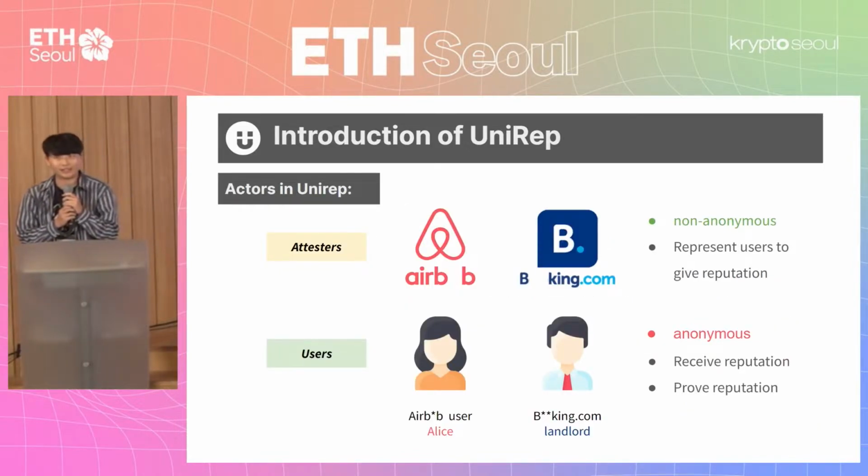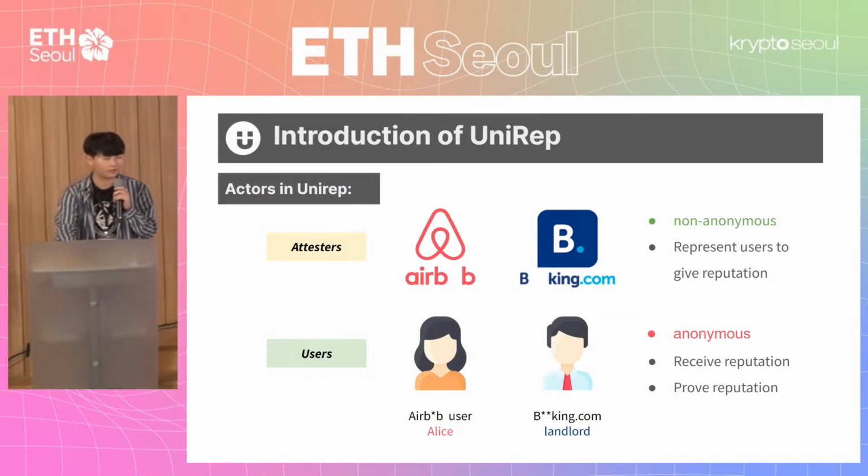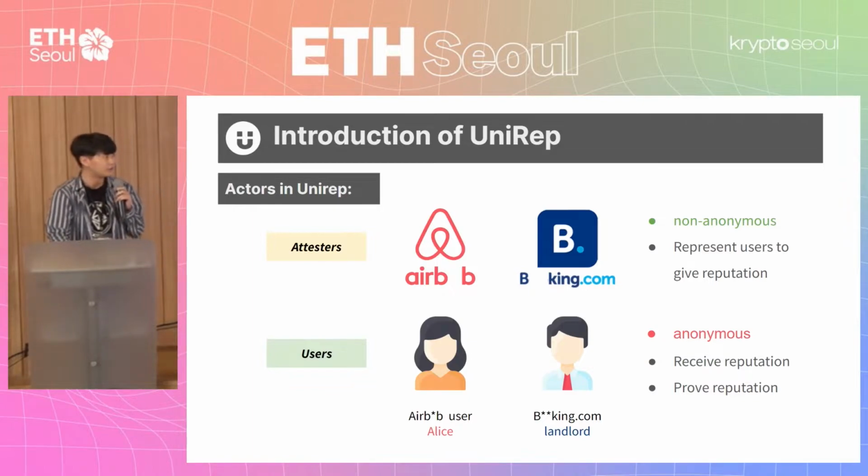And now I will introduce the protocol behind Unirep. So there are two actors in Unirep. The first one is the attesters, who will not be anonymous in this system, like Airbnb or Booking.com. They represent the user to give reputation, like they can issue reputation tokens. And the users, which means Alice or a landlord on Booking.com, are anonymous, and they can receive reputation and also prove their reputation.